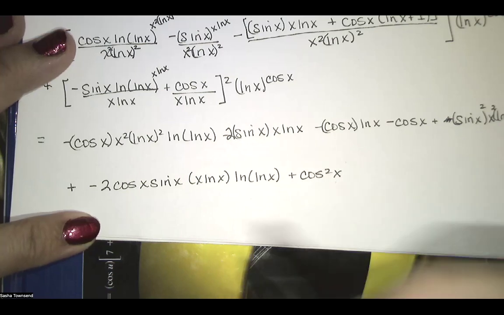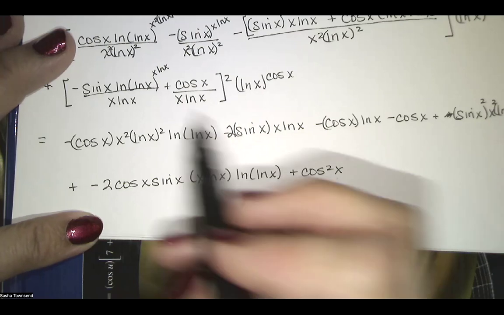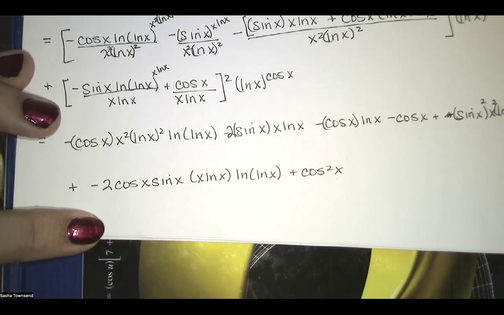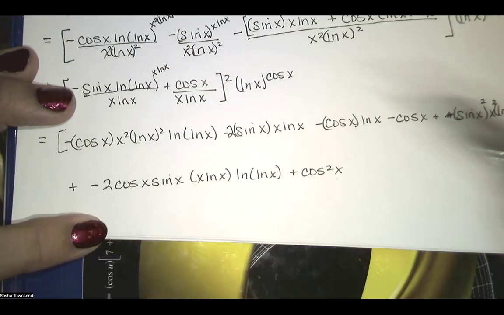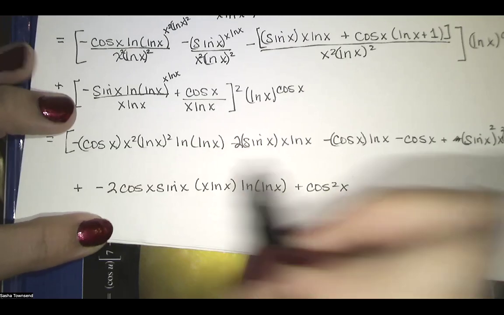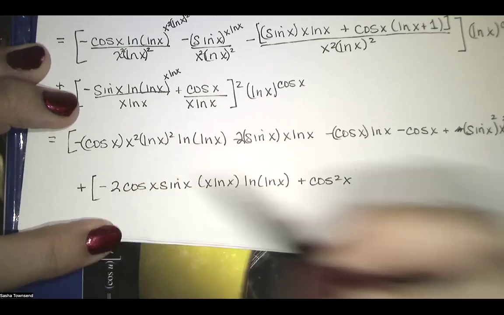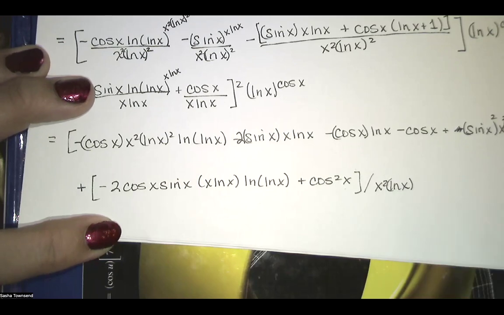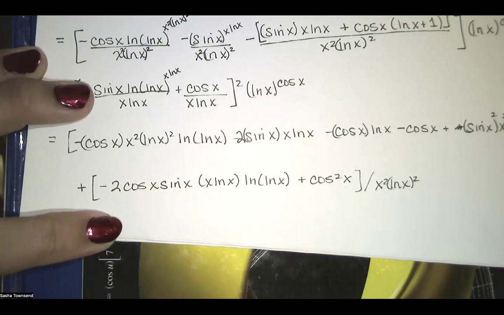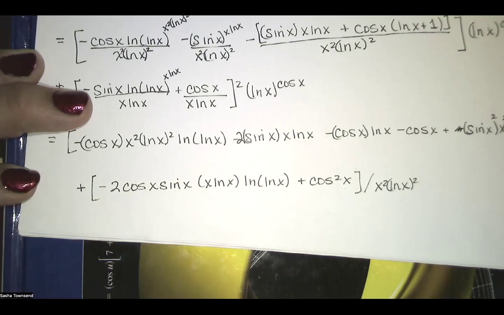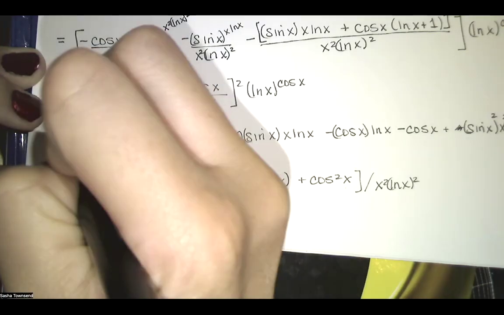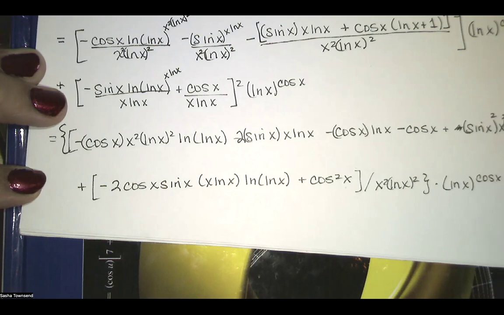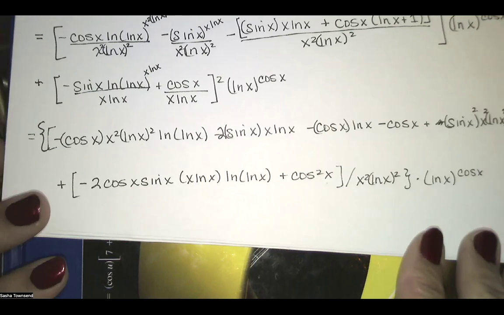All of that is divided by this x natural log of x squared. And x natural log of x quantity squared is the same as x squared times natural log of x squared. And all of that has to be multiplied by the natural log of x raised to the cosine of x power. Very, very long and tedious, isn't it?